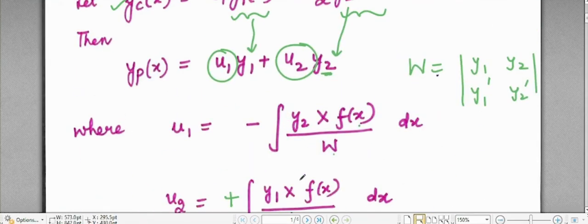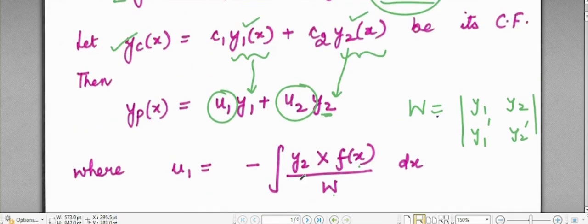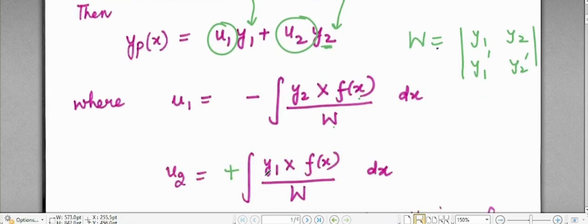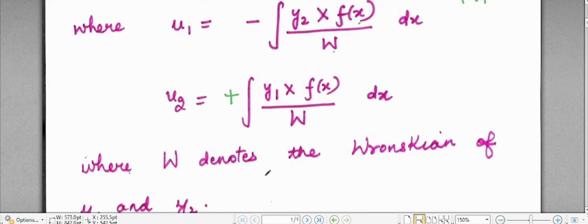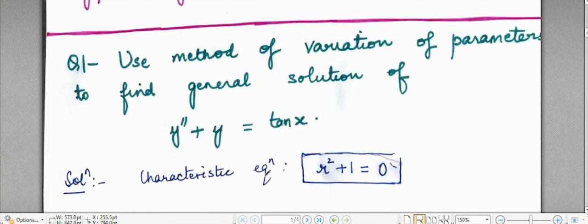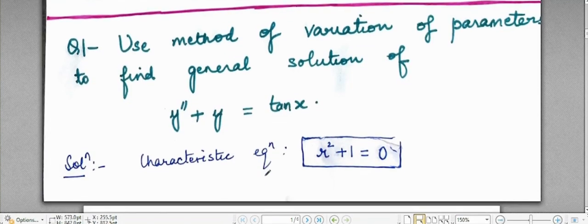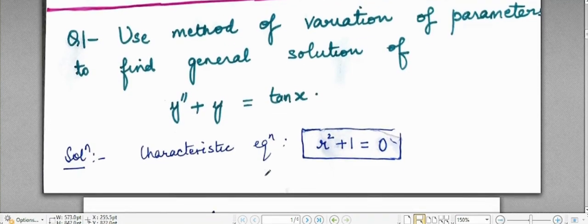So let's quickly learn this method through some illustrations. Now the proof has not been included in this video. The proof is primarily based on assuming that YP has this form and then figuring out that U1 and U2 take the form of integrations, these two integrations which we have illustrated here. So that's not under discussion right now. So let's quickly have a look at how to use this method for finding out YP.